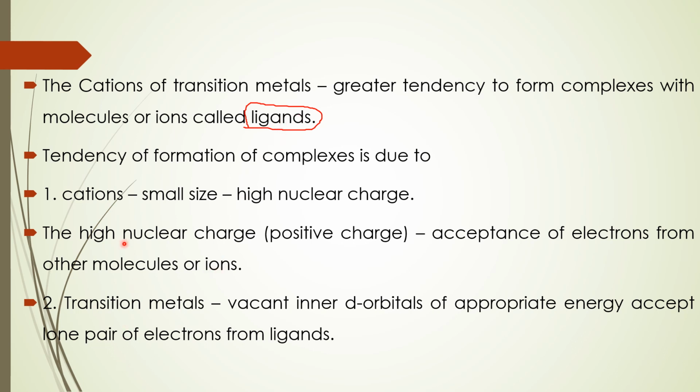Then why do these transition metals accept electrons from the ligands? This is due to the presence of vacant inner d orbitals of appropriate energy, which makes them accept the lone pair of electrons from the ligands. Due to small size, high nuclear charge and the vacant inner d orbitals of appropriate energy, the cations of transition metals accept electrons and form a complex, or form a coordinate covalent bond.